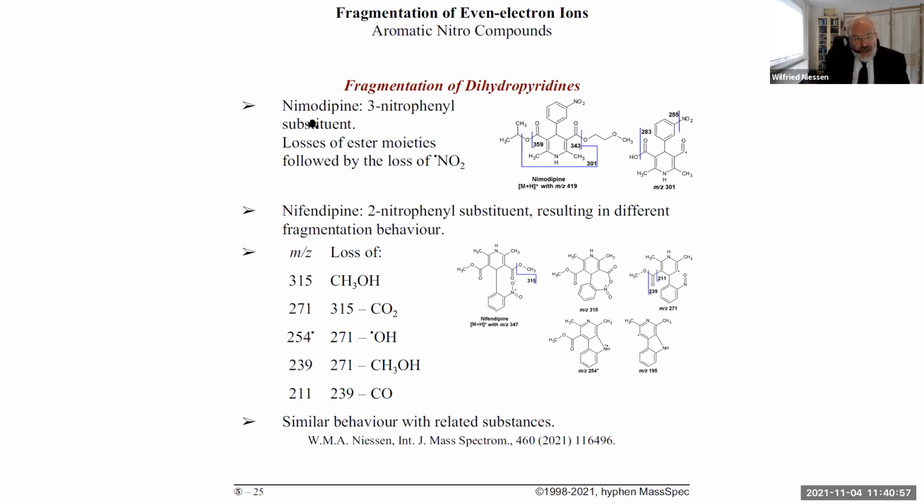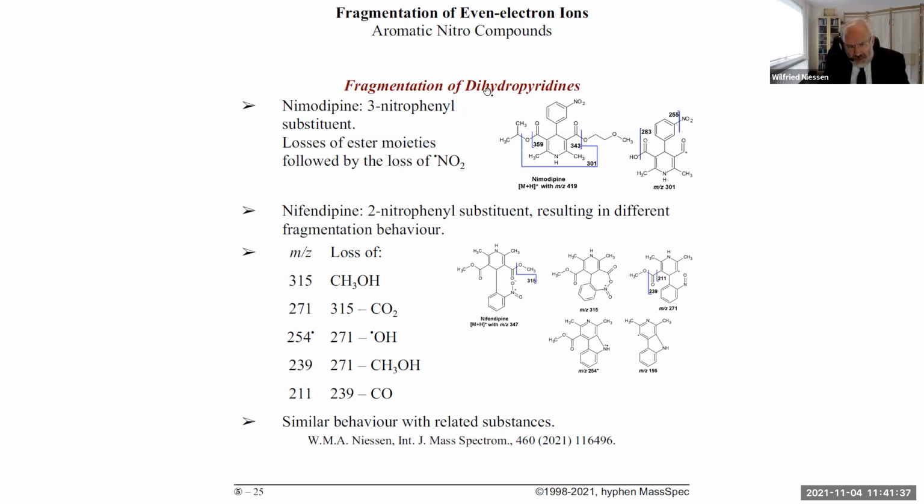In one of our exercises, which we discussed yesterday, we had nimodipine, where we had these side chain losses and so on and so forth, and we nicely found out that in the end we see losses of NO2 dot from the 301 fragment ions, which we created by taking off the ester side chains. Well, nimodipine is an example of what you could call a 3-nitro dihydropyridine. So in this particular case, we have the nitro group sitting on the 3 position.